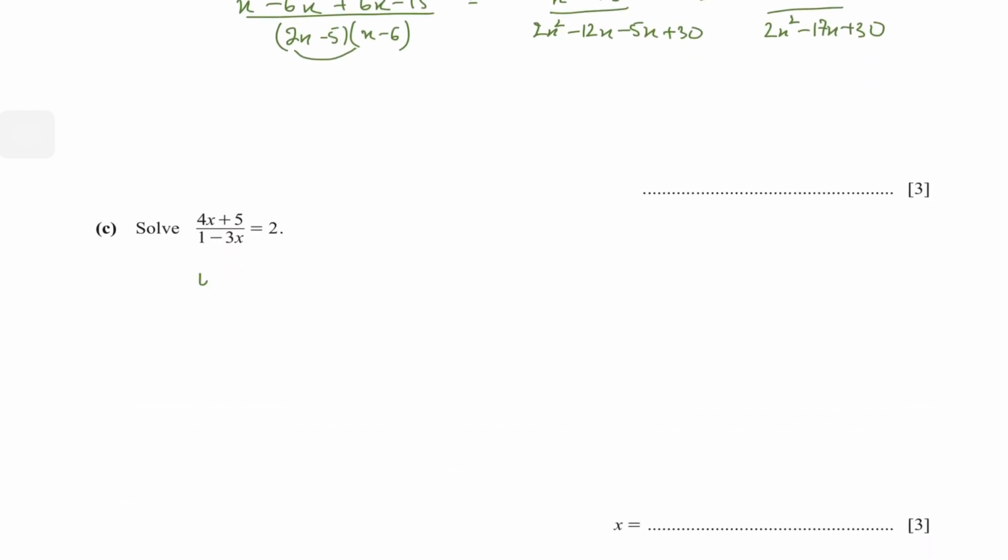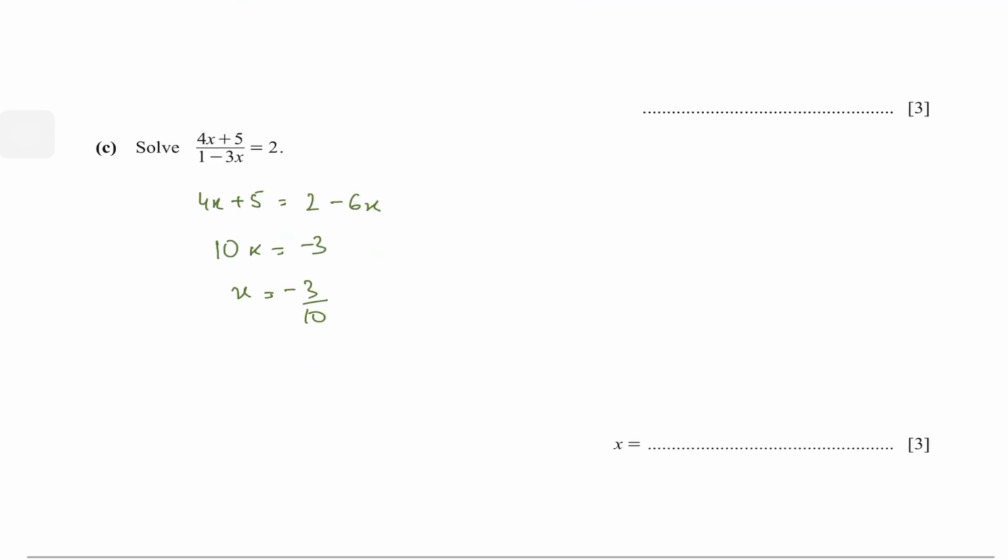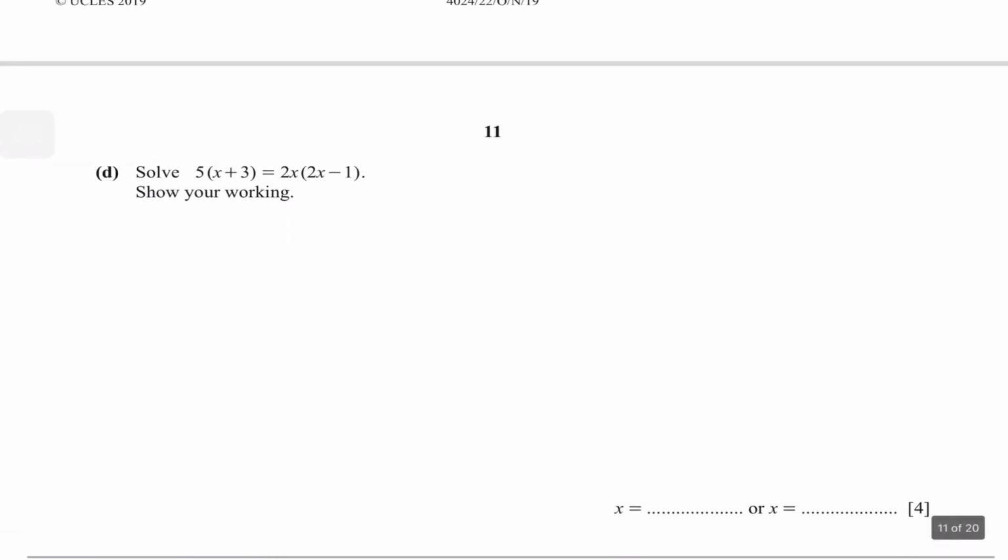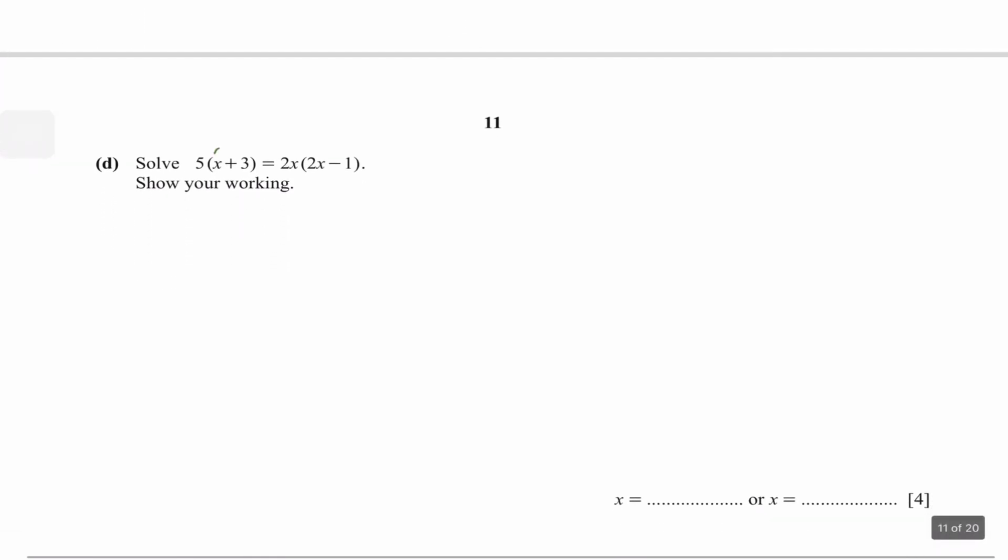To solve part C, we'll first cross multiply. 4x plus 5 equals 2 minus 6x. Now 10x is going to be equal to 2 minus 5, which is minus 3. x is equal to minus 3 upon 10. And then part D, again, a fairly simple question.